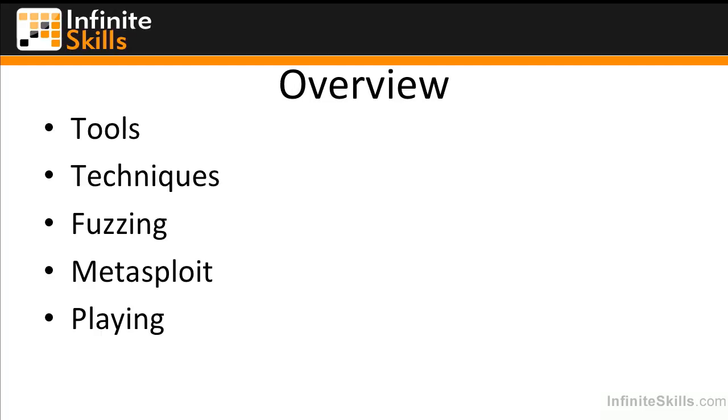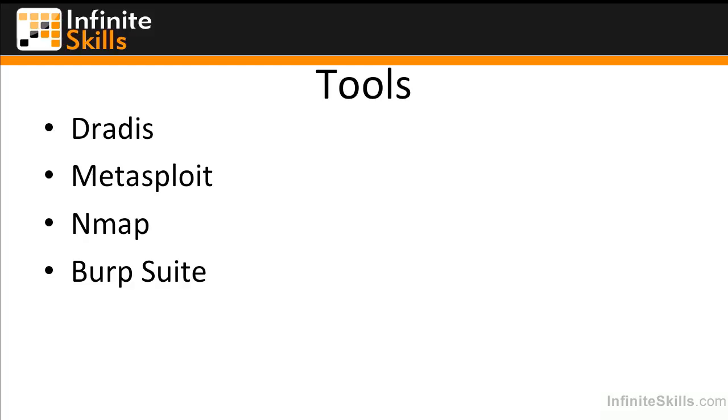We're going to be talking about fuzzing, which is a way of looking for vulnerabilities and looking for bugs in programs and applications. We're going to be spending a lot of time in Metasploit, which is an exploit development toolkit, as well as a framework for creating exploits and using exploits. And we're going to be talking about playing. So the tools that we're going to be talking about: Dratus, Metasploit, Nmap, Burp Suite. Those are just some of the tools that we'll be talking about and making use of.